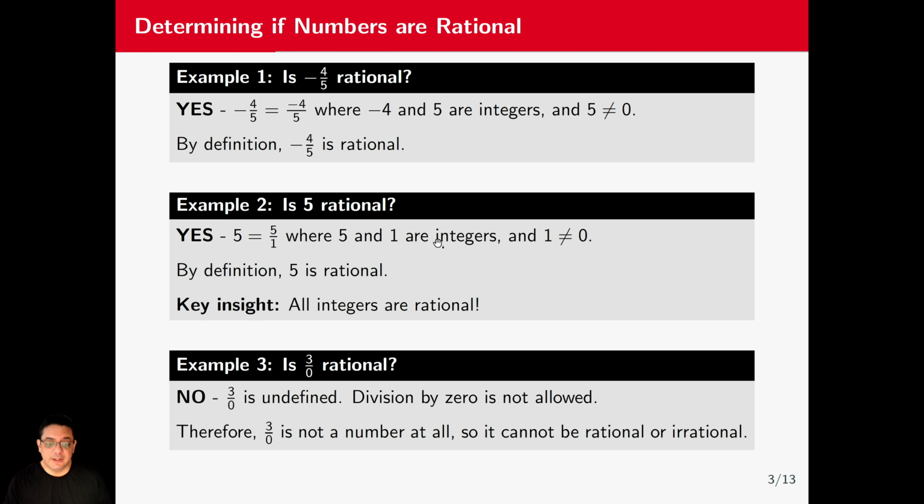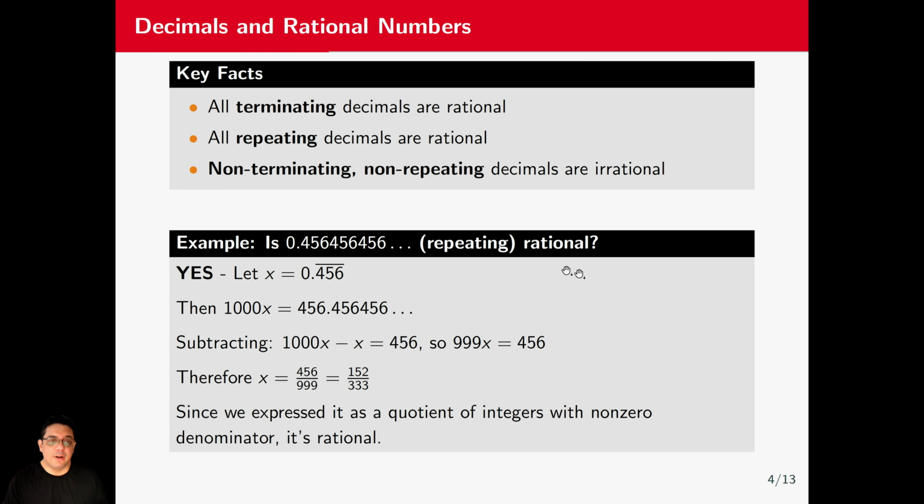Now, is 3 over 0 rational? The answer is no. This is undefined. We cannot divide by 0. So 3 over 0 is not going to be a number at all, so we cannot classify it either as rational or irrational. Now, all terminating decimals are rational. All repeated decimals are rational, but non-terminating and non-repeating decimals are going to be irrational.